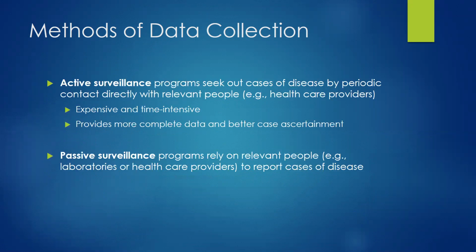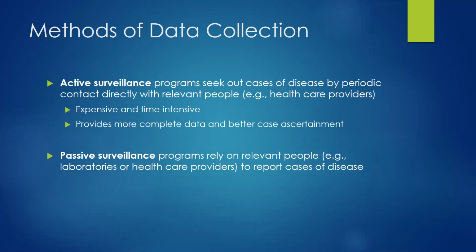So active means that we are going out to find all the cases of disease by periodic contact. So this often happens via healthcare providers, contacting healthcare providers and asking how many cases of a particular disease like influenza that they've seen. The downsides of active surveillance are that it's costly and takes a lot of time, but it does provide more complete data and better case ascertainment. So you're more likely to have a more representative sample of your population.